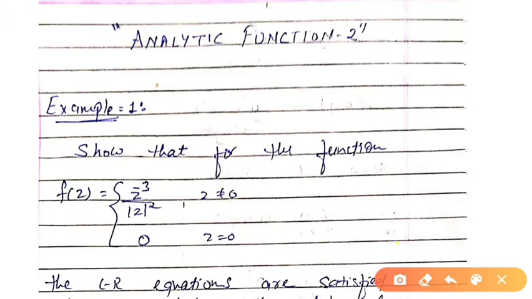In our previous lectures we have learned what the CR equation is. The CR equation is ux equal to vy and uy equal to minus vx. We also learned what a harmonic function is: uxx plus uyy equal to 0. If the function satisfies this equation, then we say that it is harmonic. And what is an analytic function? A function is analytic if it is differentiable and if it satisfies the CR equation.